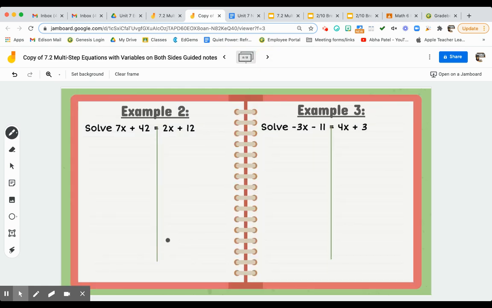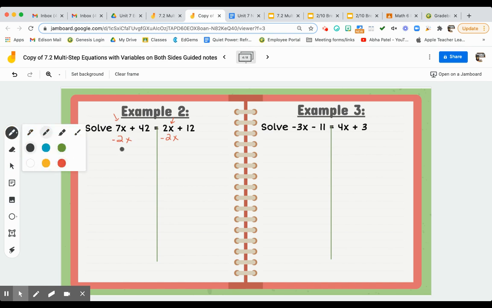Let's do another one. So, like I said, when I solve an equation like this, there's no distribution in this problem, and I'm going to look at the two x terms, this one and this one. And I like to identify the smaller one. In this case, the 2x is smaller because the 2 is smaller than 7. So I'm going to subtract 2x from both sides.